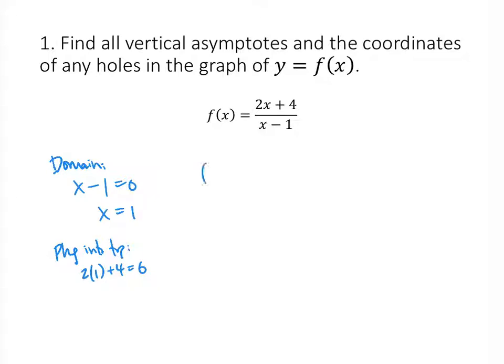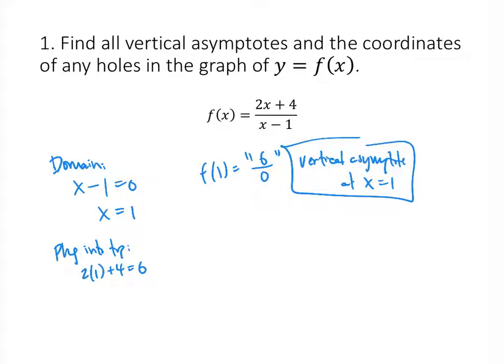And so f of 1 we can think of as being, and I'll put this in quotation marks because we can't actually do this, 6 divided by 0. So what it really means is that when x is really close to 1, what we get is a number that's really close to 6 divided by a number that's really close to 0. Dividing by a number that's really close to 0 gives us a really big answer, and that's what's showing us that we have a vertical asymptote at x equals 1. And that was the only value of x that was not in our domain, so we're done.